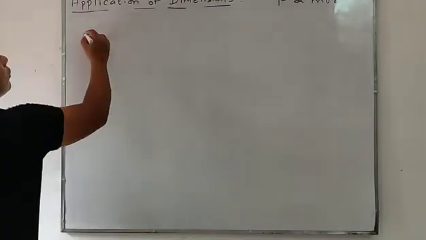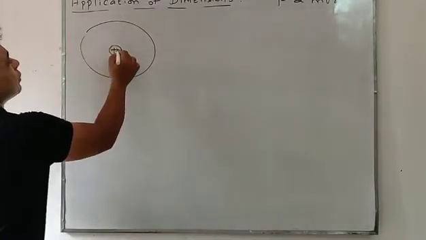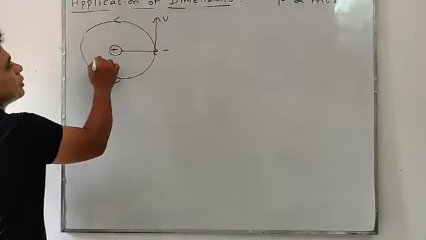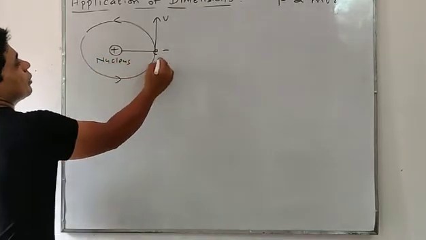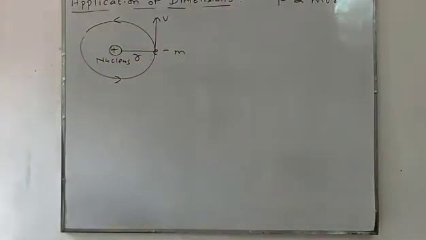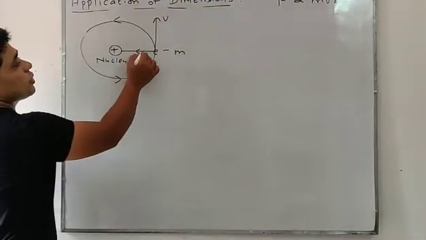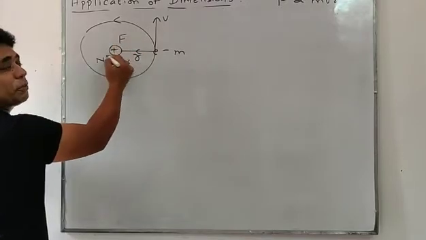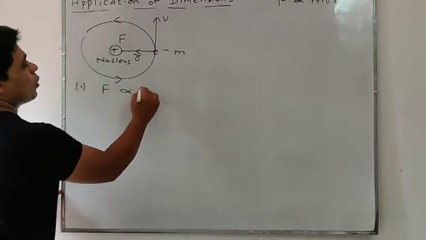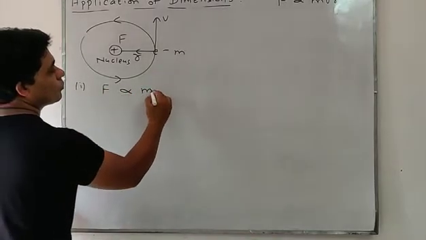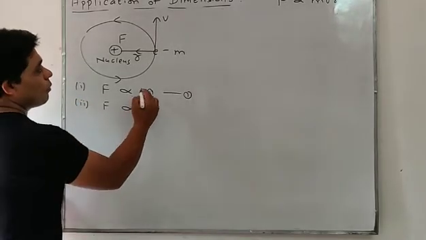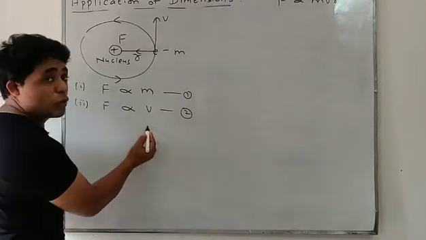Look at this, this is the center, the electron is revolving around the nucleus. This is the nucleus. Okay, V is the velocity, M is the mass of the electron, and R is the radius of the circular path. And the force is working towards the center, that is called centripetal force. And this force depends first on the mass of the electron. This force depends on the velocity of the electron. We have to follow the sequence.